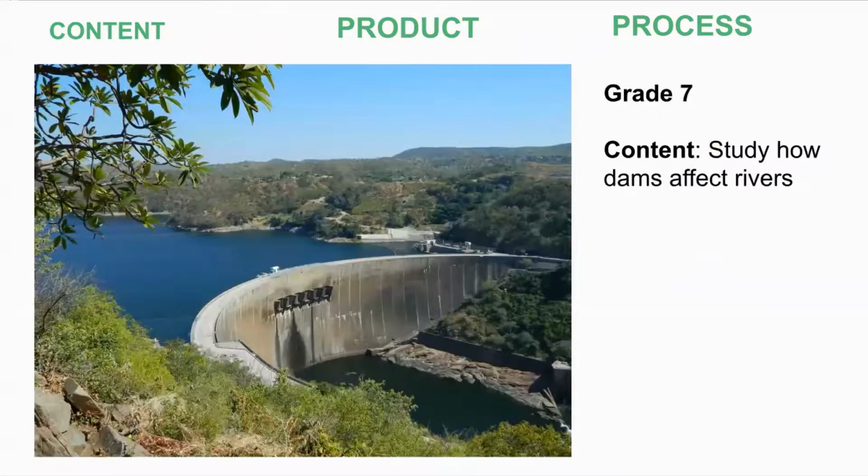Let me give you an example of content, product, and process. My 7th grade teacher in social studies said, okay, students are going to be learning about how dams affect rivers, river communities. Okay, here's a picture of that.